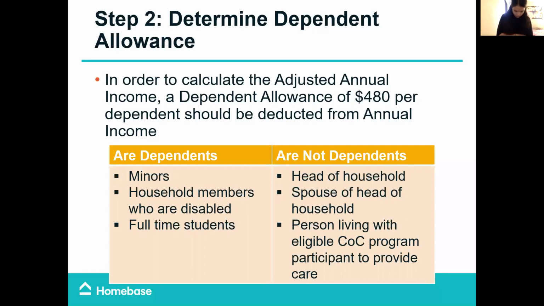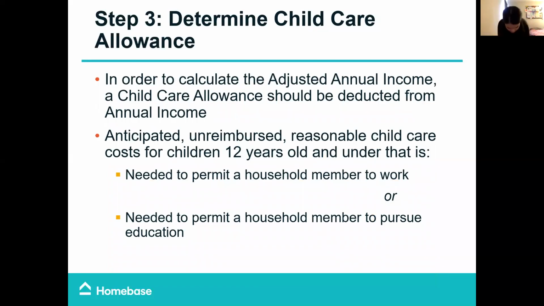Next slide takes us to another type of allowance. So this is our second allowance we're checking for, the child care allowance. To figure out whether your client household qualifies for this allowance, you check the household composition. Are there any children that are 12 years old or under? And then are there any anticipated childcare costs? So that's over the next year. Does the household anticipate any costs of childcare for that 12-year-old child or younger in order to permit another household member to go to work or to pursue an education?